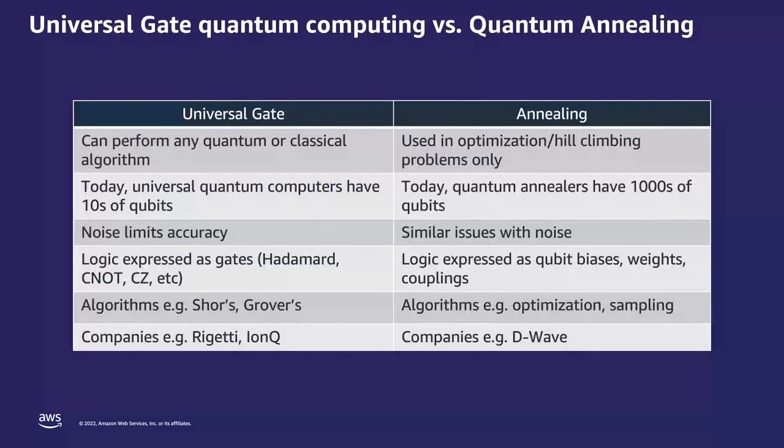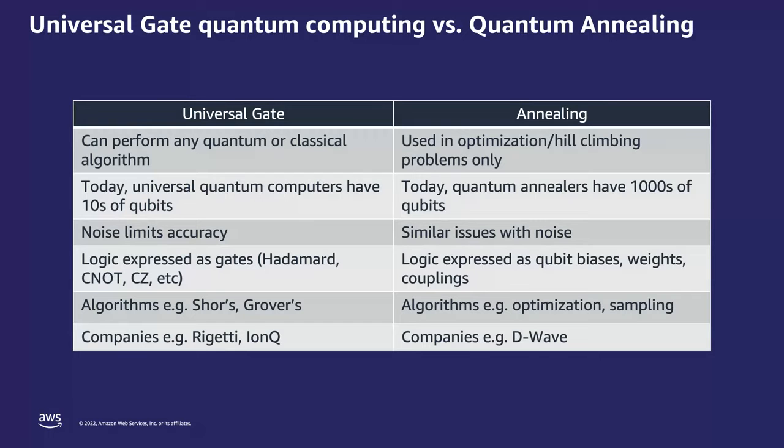Okay, so first off, what is the difference between universal gate quantum computers and quantum annealers? Well, I've summarized a couple of the differences here. Obviously, there's a lot more technical detail, but for today's purposes, this table is very instructive.